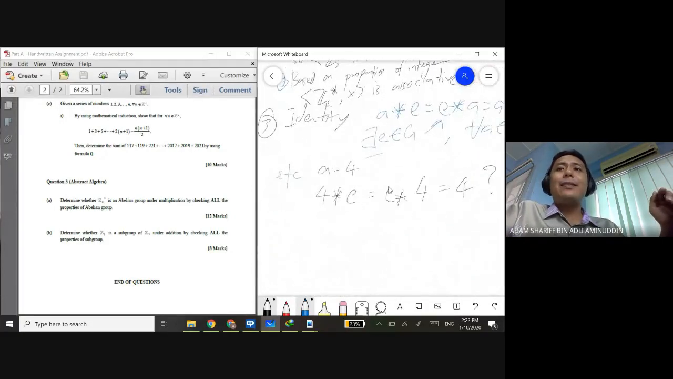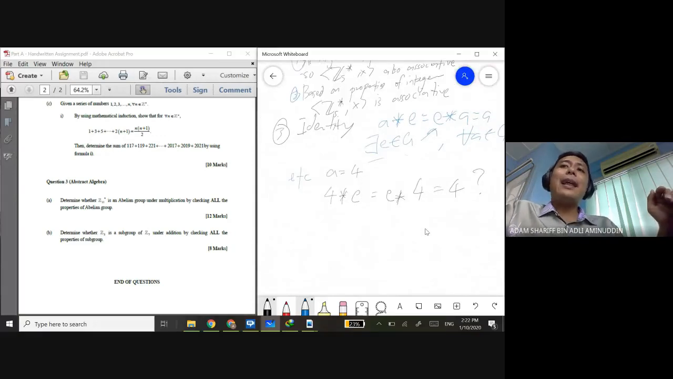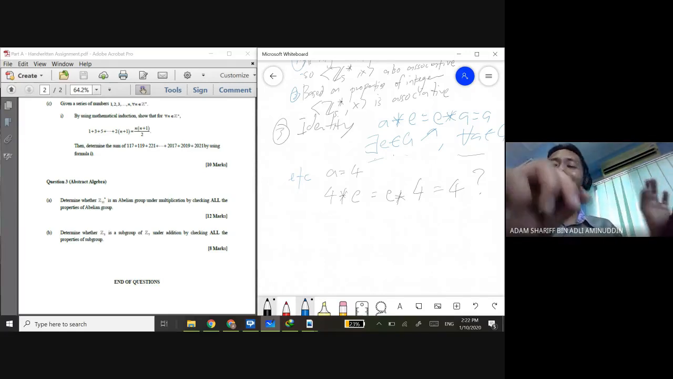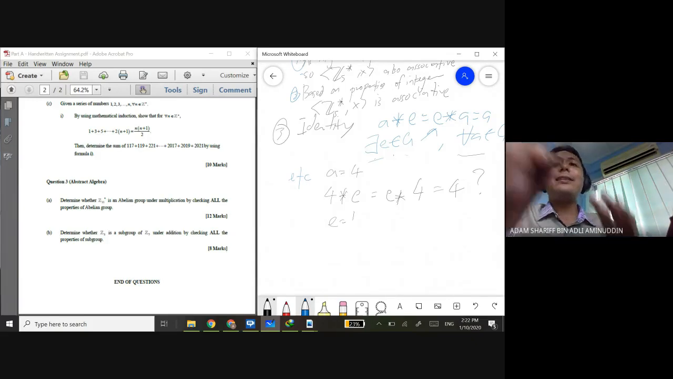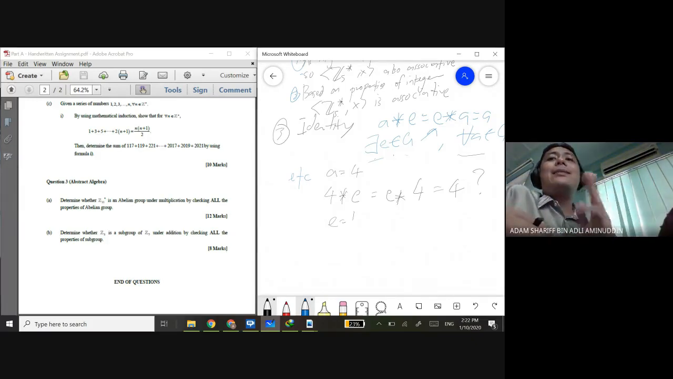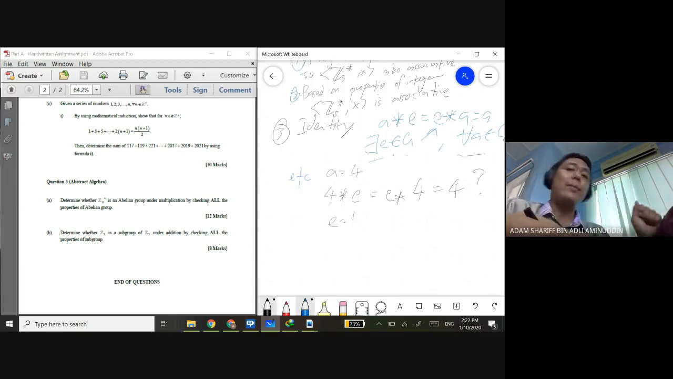Tapi jangan lupa, dia cakap there exists E for every A. Itu beza sikit lah. I tak kata you salah. Yes, E is 1. Cuma just nak justify, is this only applicable to 4? Tak kan? This one also applicable to element 1 itself, 2 itself, 3 itself. Because 3 times 1 equals 1 times 3 equals 3, right? So what the answer that I really seek for is I need the student to say this. Yang lain tu doesn't matter anymore.